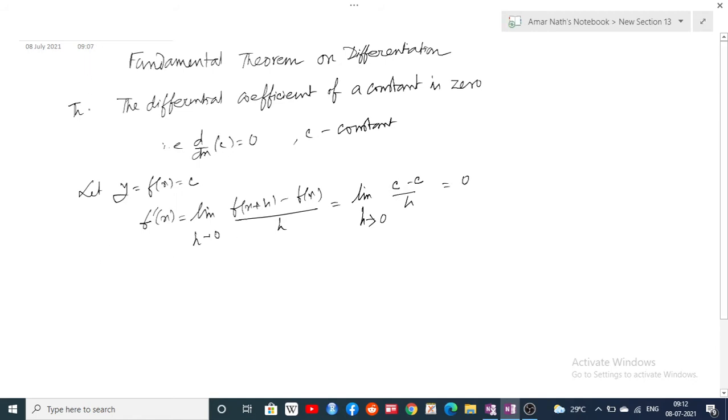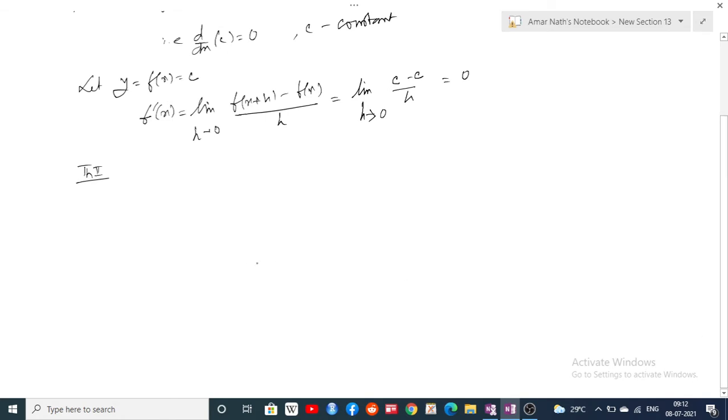Now theorem 2. The differential coefficient of the product of a constant and a function is the product of the constant and the differential coefficient of the function. That means we have to prove d/dx of c phi(x) equals c d/dx of phi(x). Here c is a constant term, and phi is a function of x.